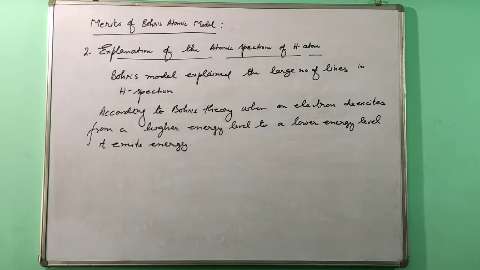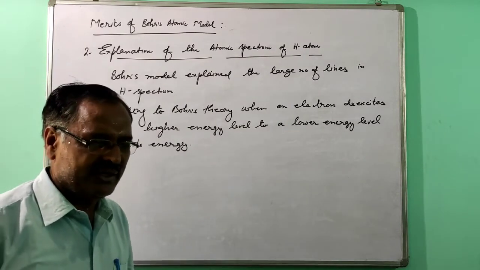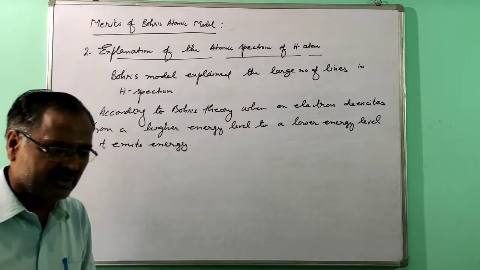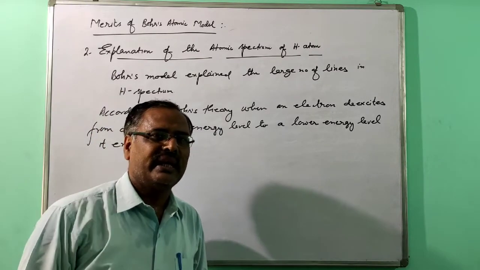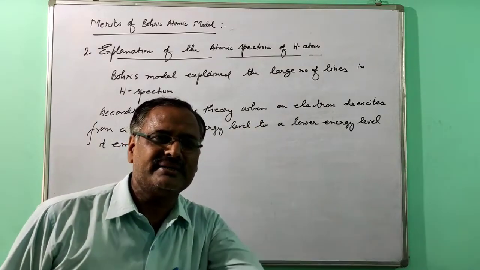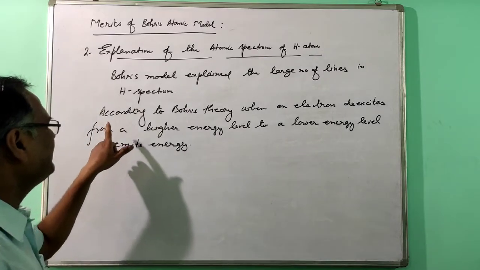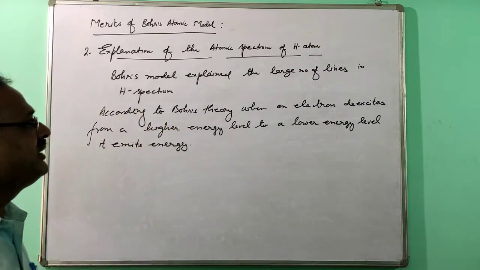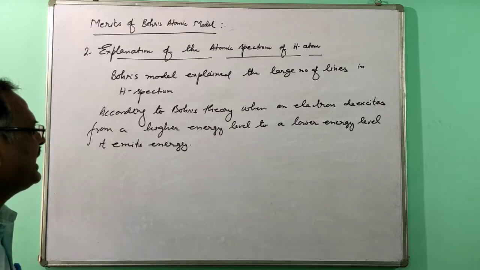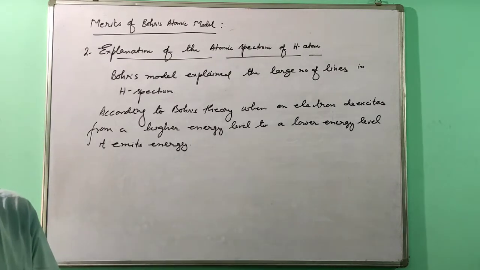According to Bohr's theory, when an electron de-excites, it means that when you heat any substance, the electron will go to a higher energy state. That electron is called an excited electron. And when that electron comes to the lower energy state, it will emit energy. That is written: according to Bohr's theory, when an electron de-excites from the higher energy level to a lower energy level, it emits energy.